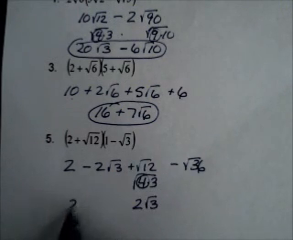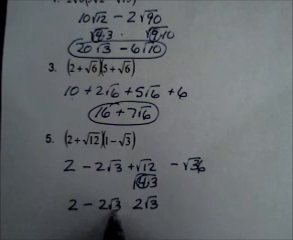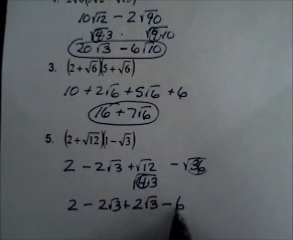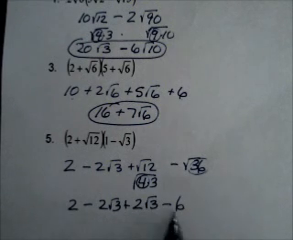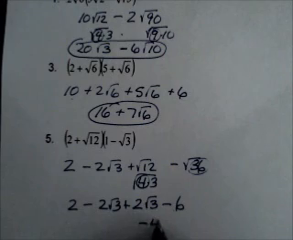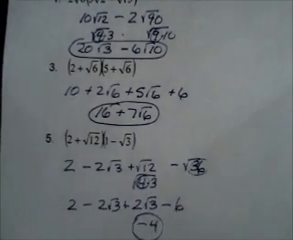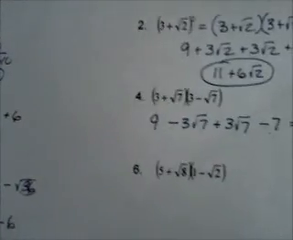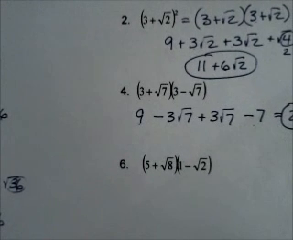So let's see, I have 2, subtract 2 square root of 3, plus 2 square root of 3, minus the square root of 36 is 6. So 2 subtract 6 is negative 4. And this combines to be 0. Almost done. The last one, number 6. Again, still foiling. Try it on your own.